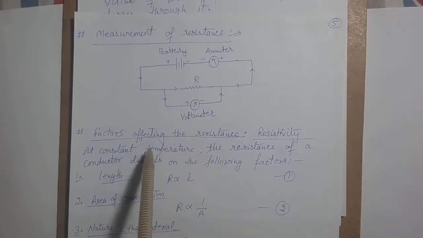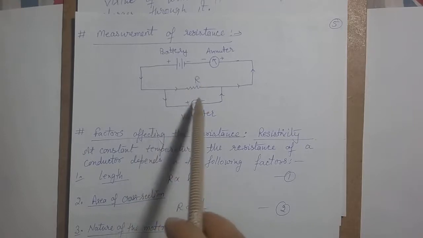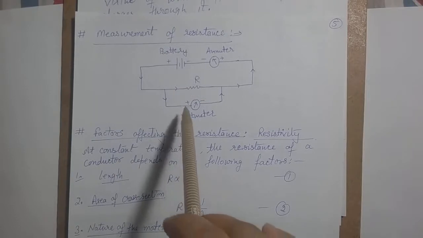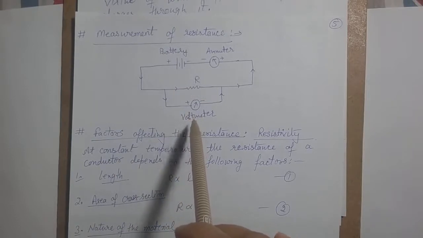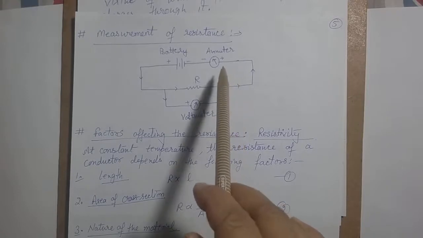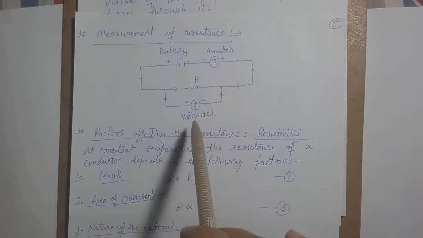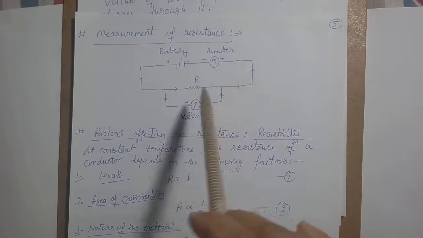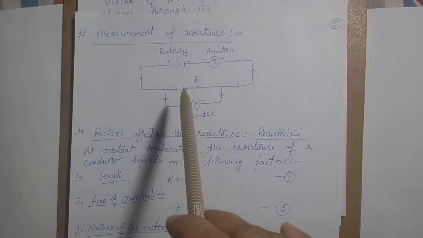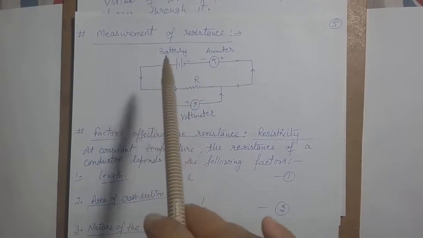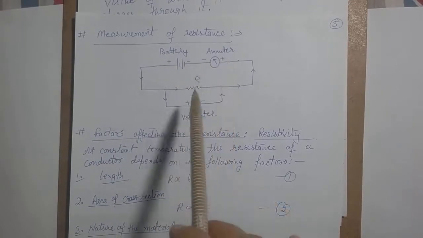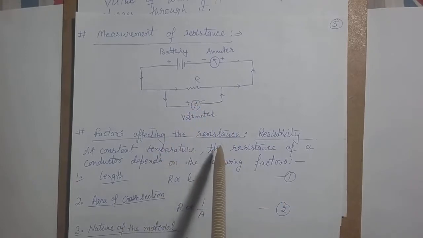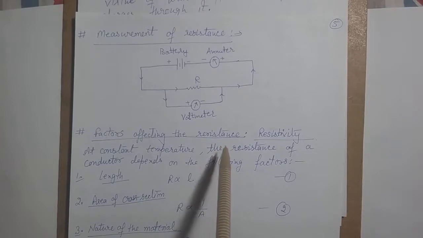Now, what are the factors which affect the resistance of a given conductor? In this circuit, by measuring the values of the voltmeter and ammeter, that is potential difference and current, we can plot a graph, and the slope of that graph will give us the value of the resistance. In this manner, we can measure the resistance of a given conducting wire. Now, what are the various factors on which the resistance of a given conductor depends?